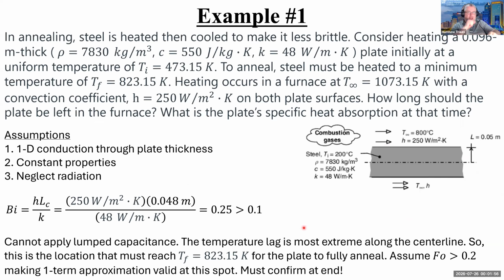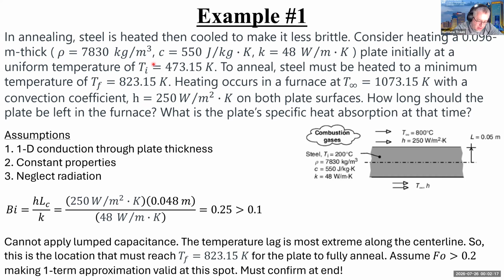Let's do some examples. Okay, so example one. We're annealing. So in annealing, steel is heated, then cooled to make it less brittle. So we're going to consider heating a 0.096 meter thick steel plate.